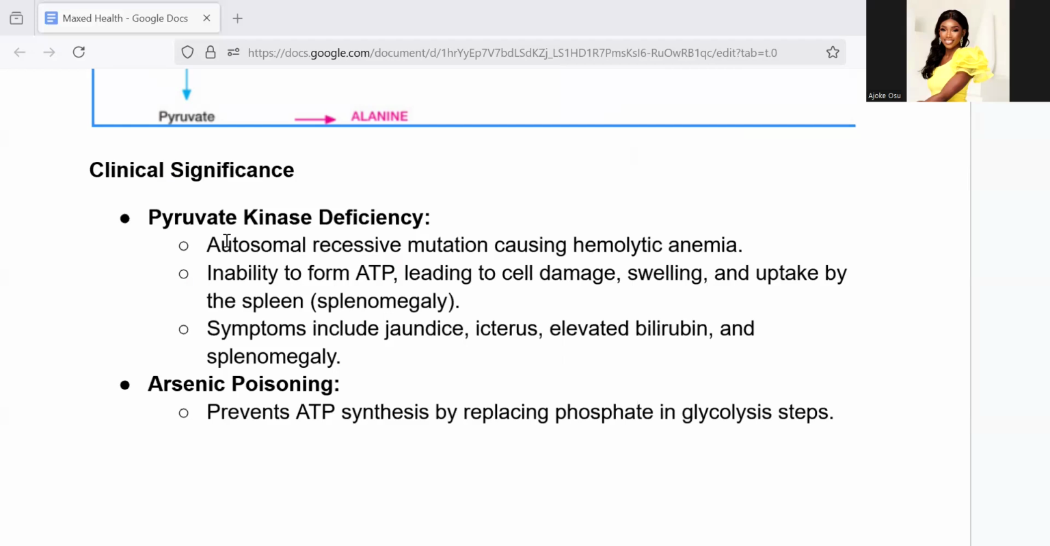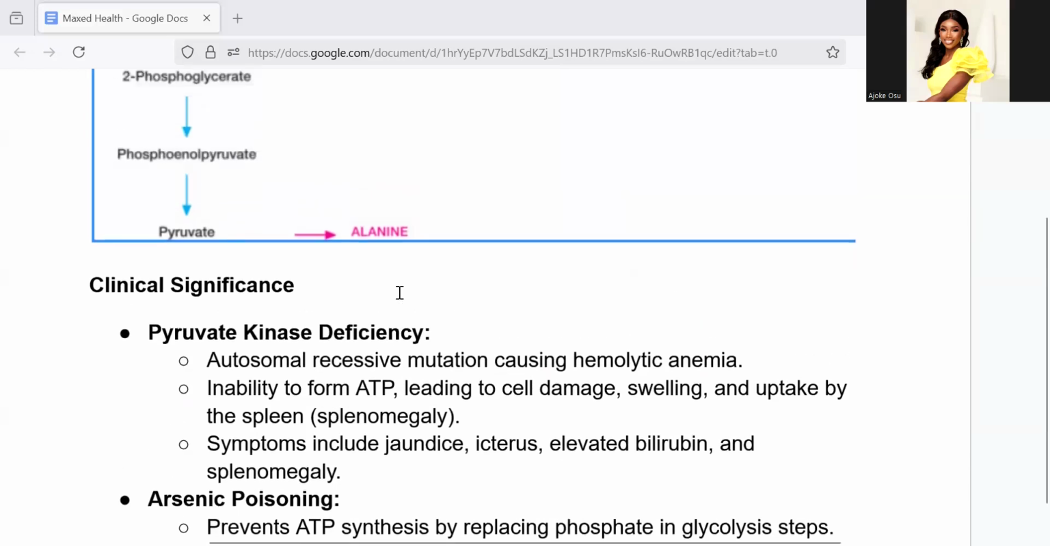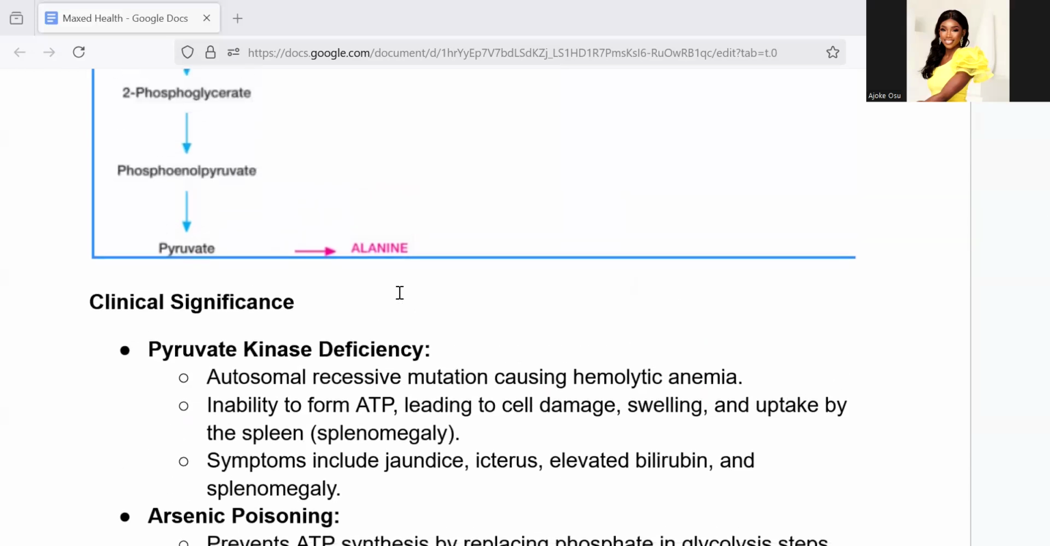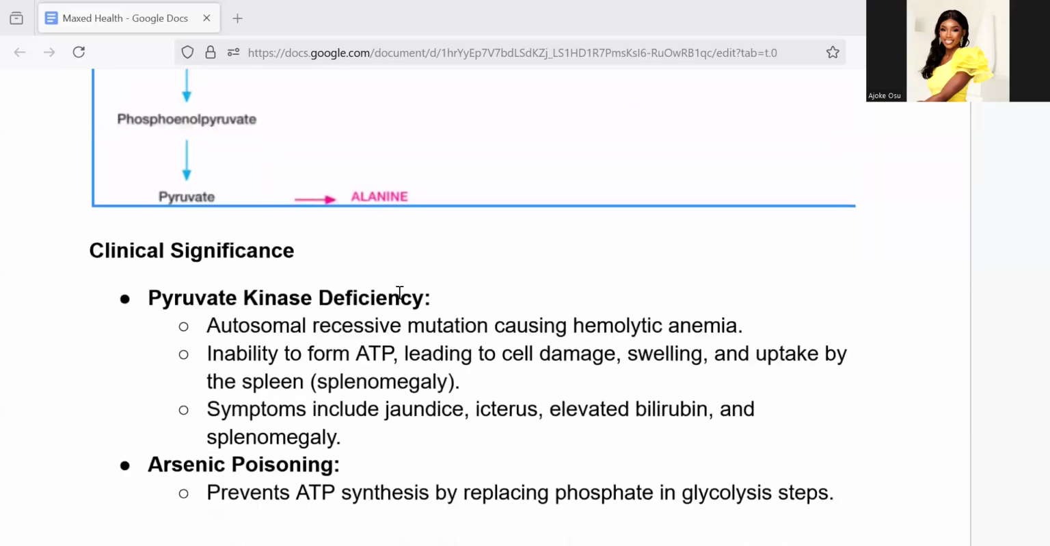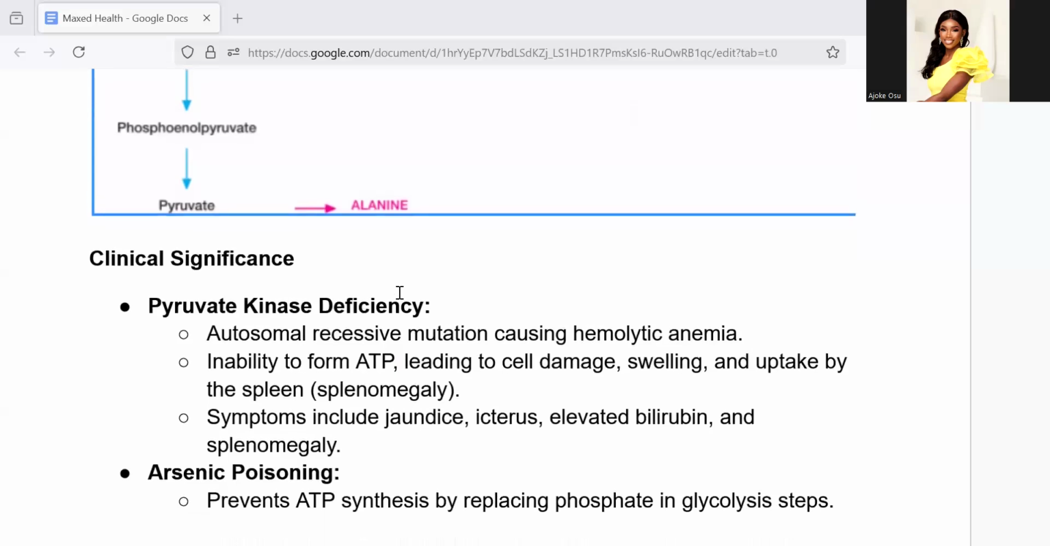So thank you so much for being a part of today's exploration into glycolysis and seeing its clinical significance to your health, and why you need to know and understand that this is important for some cell functions that happen in our body.